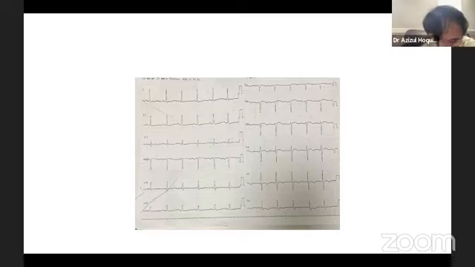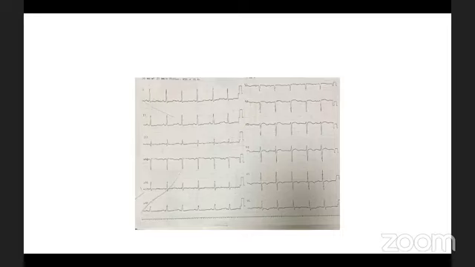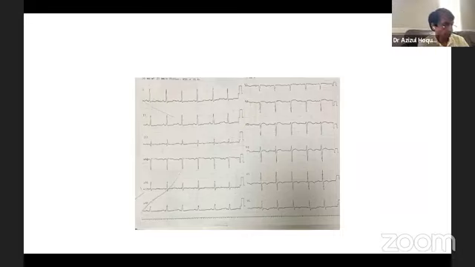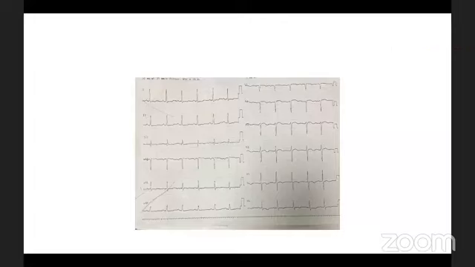To answer your question, this EKG does not fulfill the criteria for a STEMI. The chest pain makes you worried, the EKG makes you worried. But even if you are in a remote area, will you give the lytics on this EKG? No, because it does not fulfill the criteria. So that is the first question.